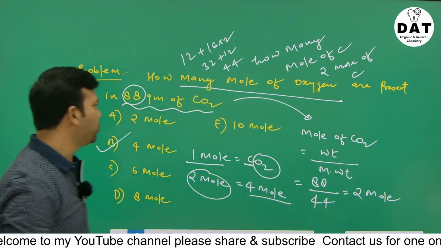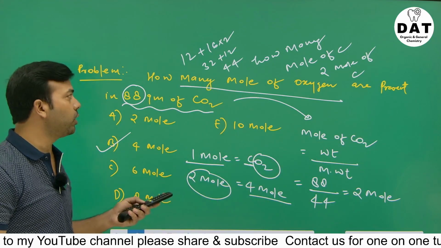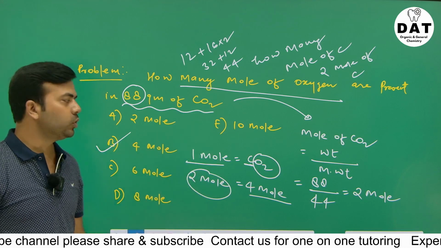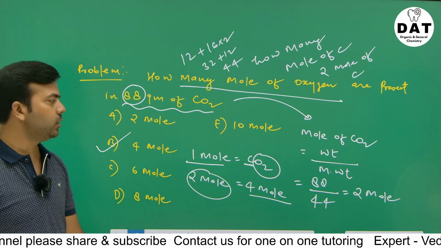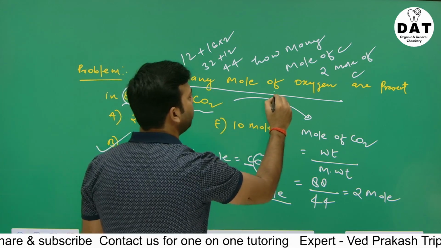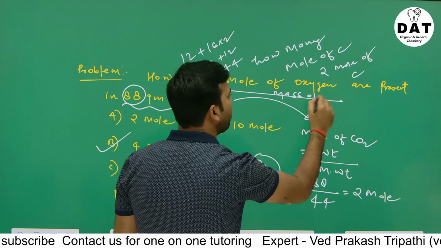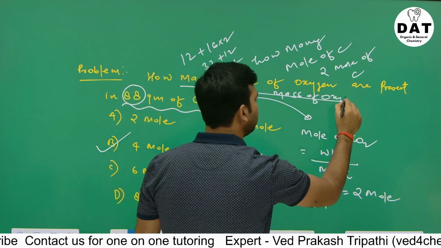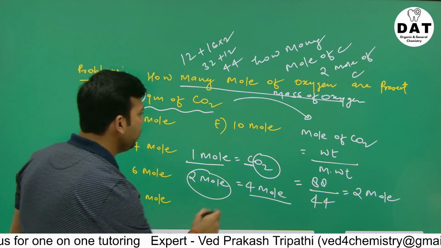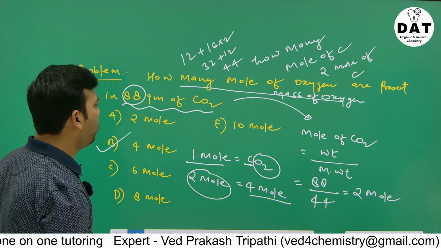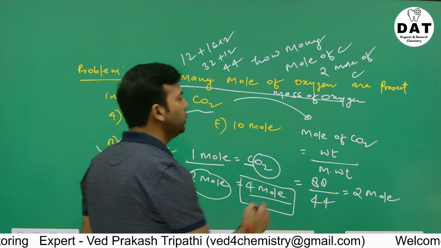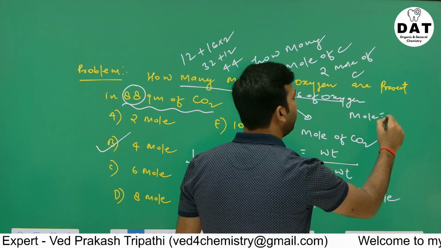Then listen to me, there are so many types of questions that can be asked from here. It can be asking what is the mass of oxygen. Simple, mass of oxygen. Once you have a mole, you can easily find its mass. Let's do it. What is the mass of oxygen? So we have the moles of oxygen, 4 moles. Am I right? We have 4 moles of oxygen. So once you have the moles of oxygen, mole is equal to weight upon molecular weight.